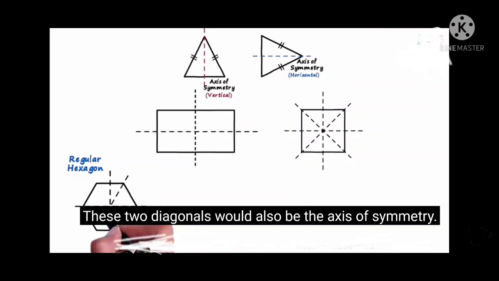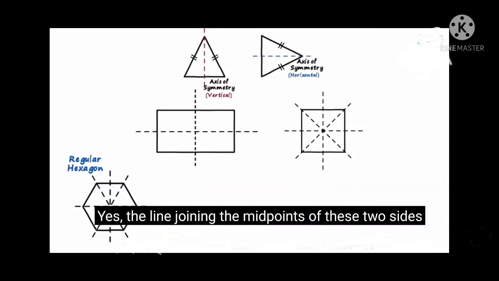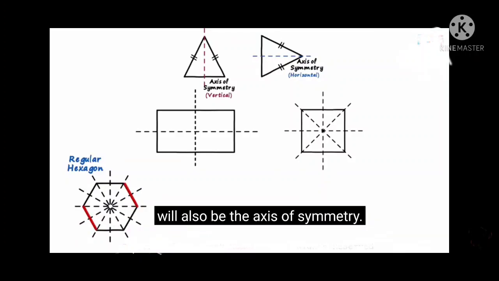These two diagonals would also be the axis of symmetry. Do you think there are any more? Yes, the line joining the midpoints of these two sides and the line joining the midpoints of these two sides will also be the axis of symmetry. Folding the figure along any of the lines will give us matching parts, 6 in all.